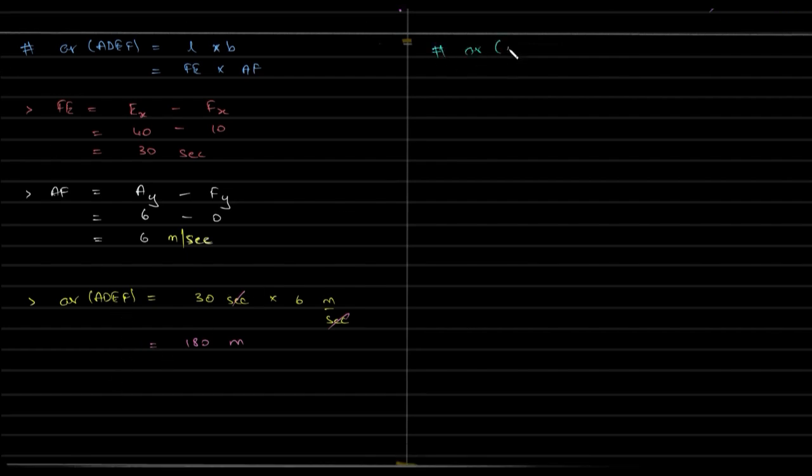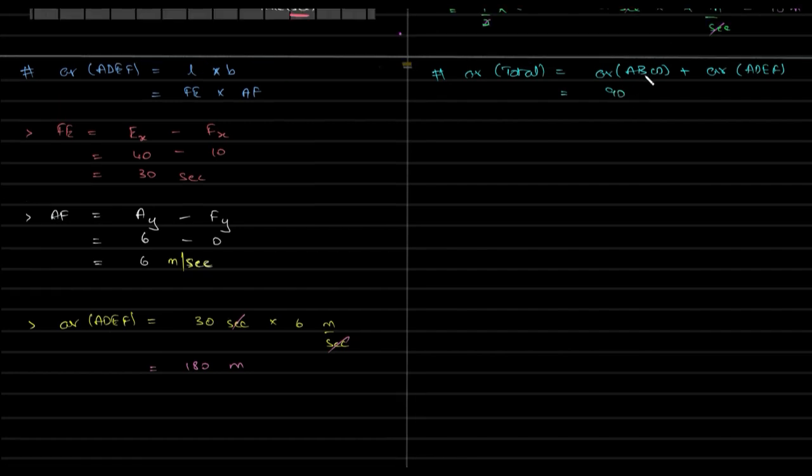So the total area would be equal to area of trapezium ABCD, I hope I'm right about that, and area of ADEF. This is 90. It's over here itself. Plus this is 180. So both are in meters. We can add things with the same unit. Actually, we can add only things with the same unit. This is 270 meters. And that's the distance traveled by the bat during the time interval.